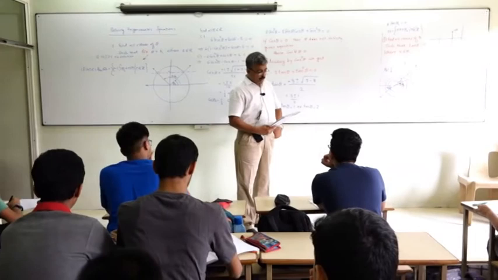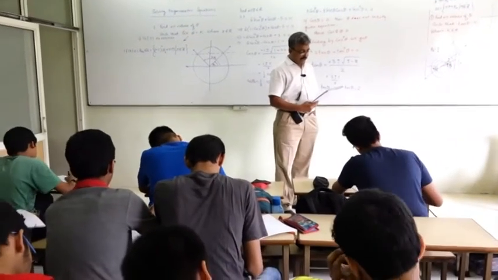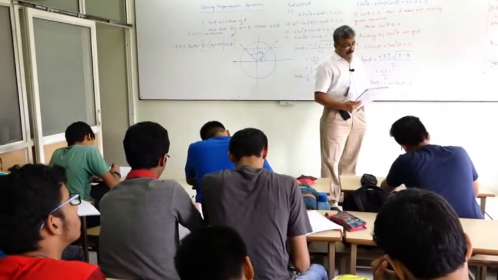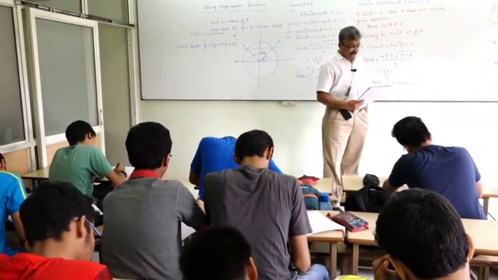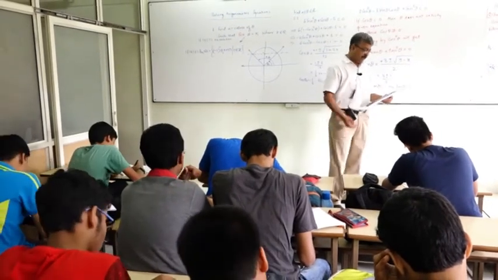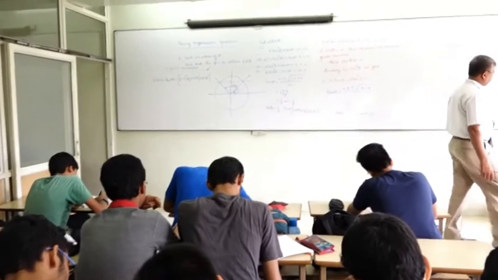Next problem. 2 sin raised to 4 theta plus 2 cos raised to 4 theta minus 7 sin theta cos theta.